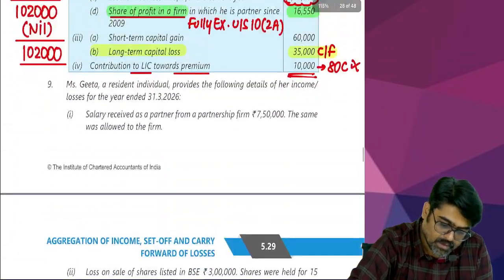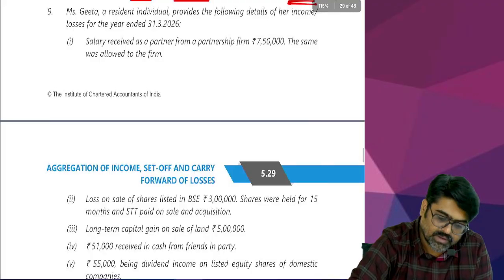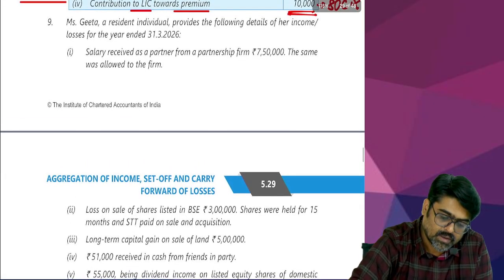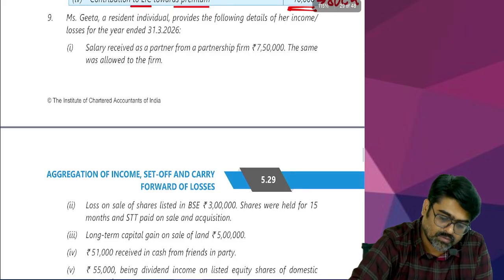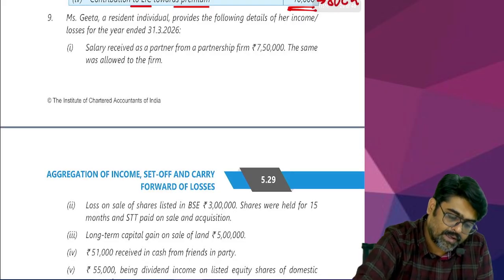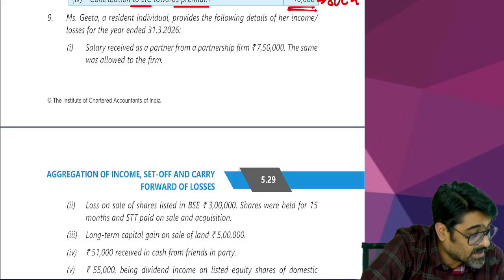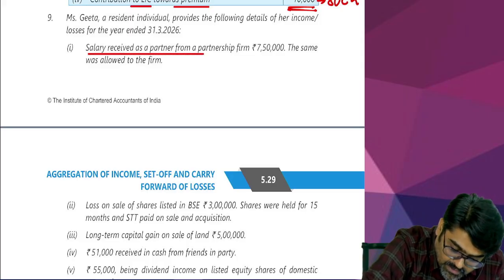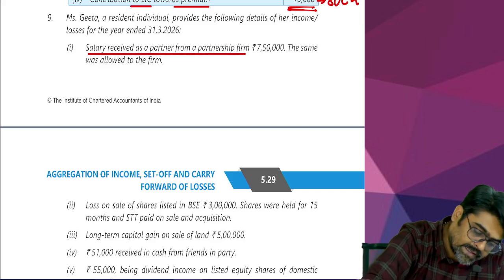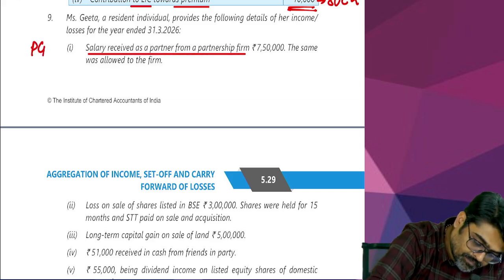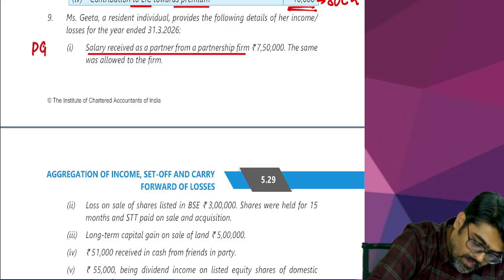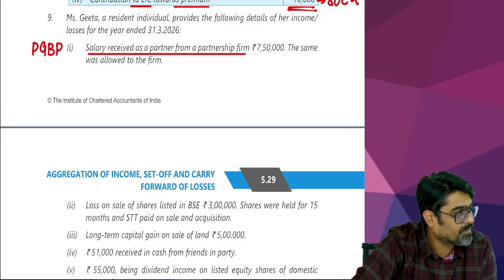Done. Come to question number 9. Miss Geeta, a resident individual, provides the following details of her income and losses for the year ended 31st March 2026. Salary received as a partner from a partnership. Can I say this is her PGBP income? How much PGBP income is she having? Full 7,50,000 will be PGBP income.